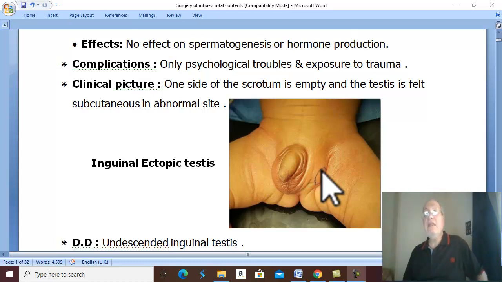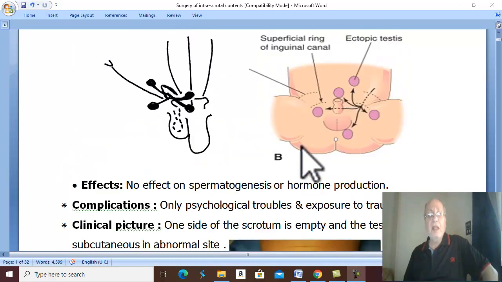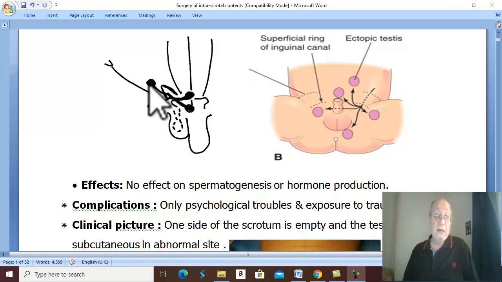Treatment. Treatment is very simple. Dissect the testis and the spermatic cord to the bottom of the scrotum, and this is an easy operation because the spermatic cord, vas, and vessels of the testis are longer than normal. Therefore, it is easy to dissect the testis, vas, spermatic cord, descend the testis to the bottom of the scrotum, and fix the testis in the bottom of the scrotum.